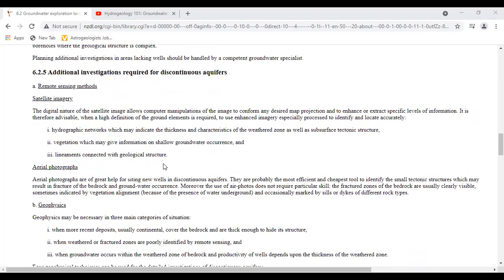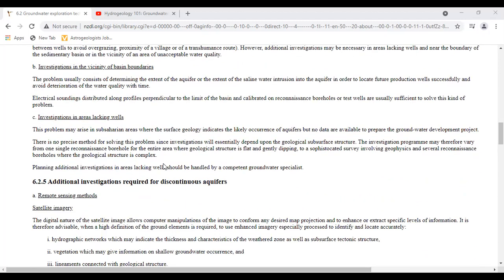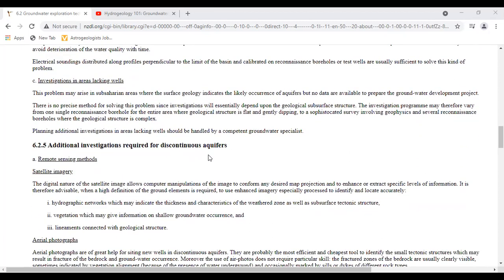Planning additional investigations in areas lacking wells should be handled by a competent groundwater specialist, nothing but a hydrogeologist or a geologist. So if we face this type of problem, it's better to consult a professional geologist or hydrogeologist or geophysicist also. But here the geophysicist will just work conducting the geophysical survey in our problem area, and as the report, he needs to submit it to a geologist. So it's better to consult a geologist.